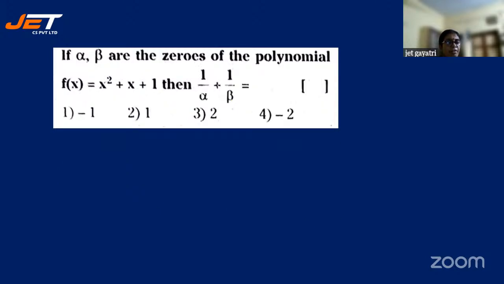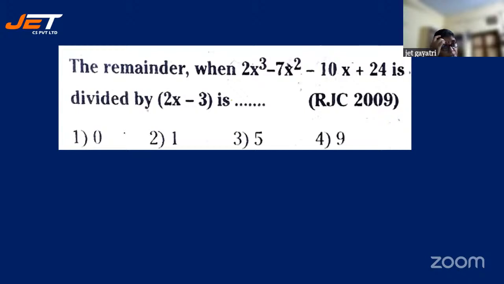See the next question. If alpha, beta are the zeros of the polynomial f of x is equal to x square plus x plus 1, then 1 by alpha plus 1 by beta is dash. I think now I can expect the answers from you all students. Sri Vanilla, Sri Shailam, Venkatramana can give it very fast. Yes, you say it is option 3. Vanilla says 3. Many are saying option 3. Yes, you are right. Many of you have given the correct answers. Let's go, see the next question.